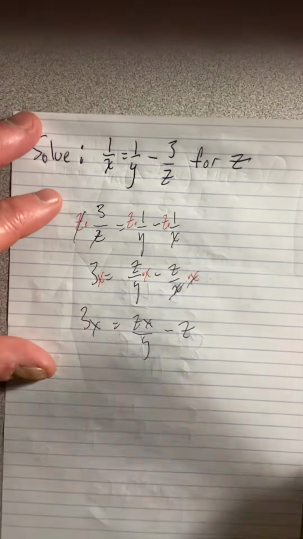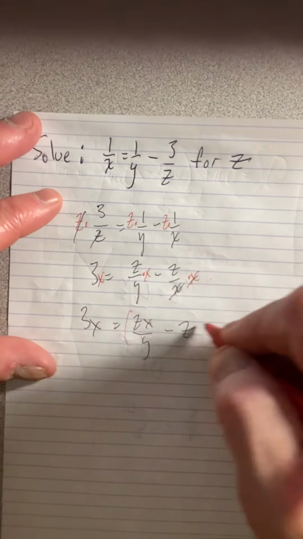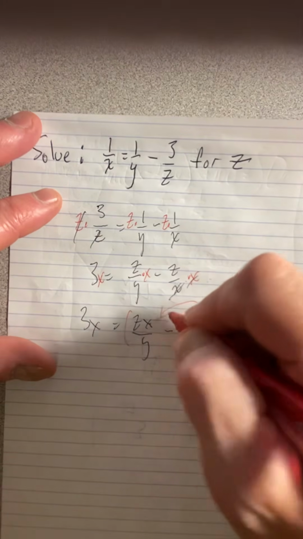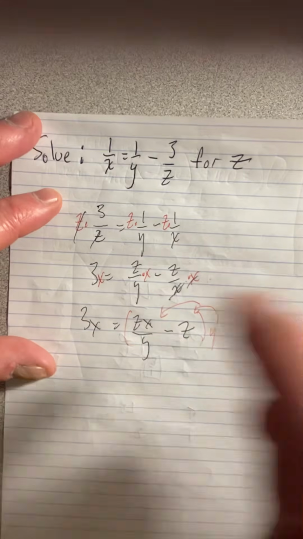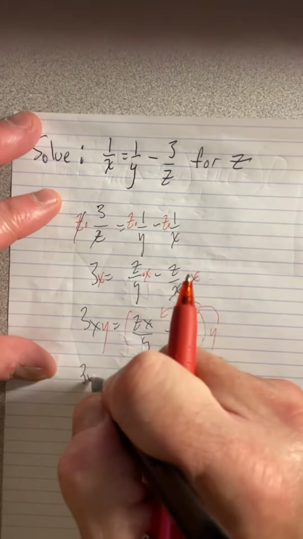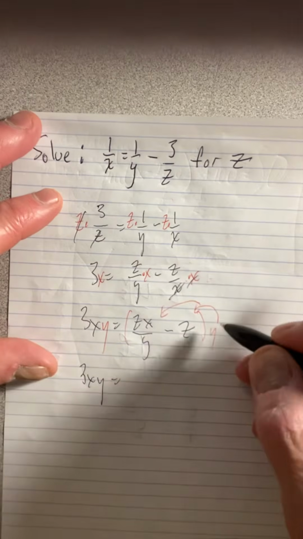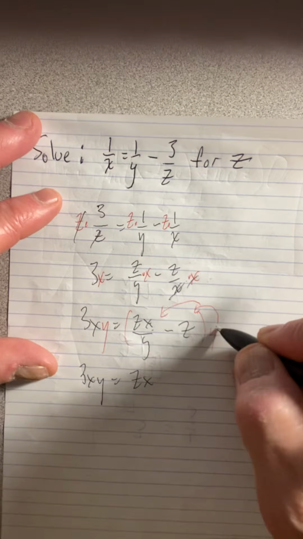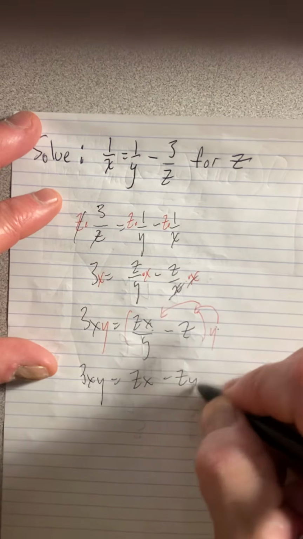Well, obviously what I'm going to do next is multiply by y. And like I said, you're multiplying y by the whole side, so you get y times this and y times that. And then I multiply this side by y too. So I get 3xy equals, now when I multiply this y by this, it's zx. But when I multiply by the z, I get zy.